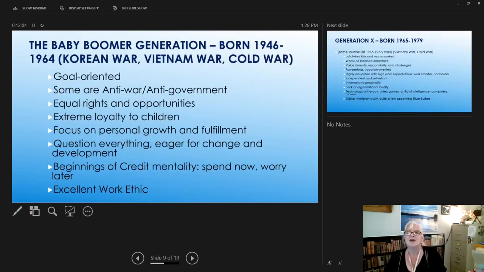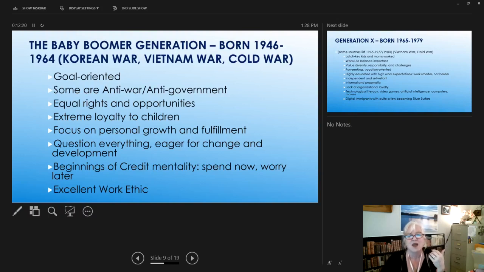Then you have the boomers, what people call the boomers, the baby boomer generation. These were born as a result of World War II. They were gone off to war. They came home, and a lot of babies started getting born in the next few years.